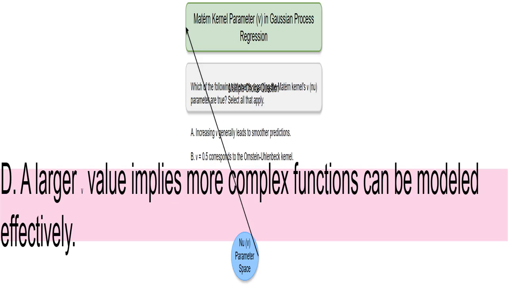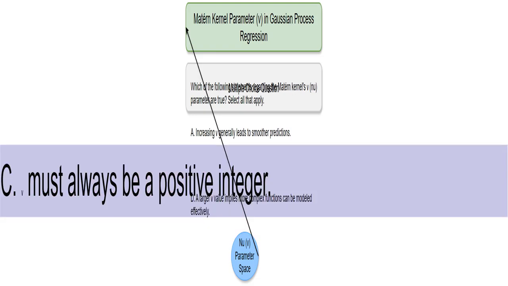A larger NU allows for representing more complex relationships. However, beware, if you have limited data or noisy data, a very large NU might lead to overfitting. NU doesn't have to be a whole number, it can be any positive number. That gives you a lot of flexibility when tuning your model.